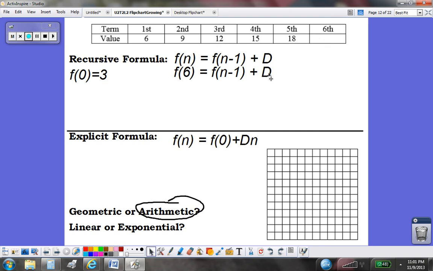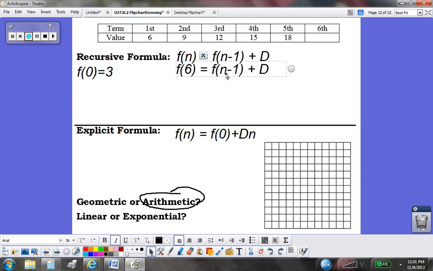Okay, so if that's the sixth term, and I want the fifth term, because remember, all I'm doing is adding 3 to that to come up with the next number, what I need to do is take the sixth term and go back 1. And that's where the n minus 1 is coming from. So 6th term minus 1 gives you the fifth term, plus the difference. And the difference is 3, so I'm going to go ahead and put that in.